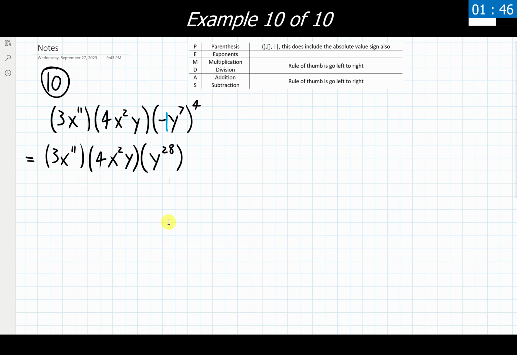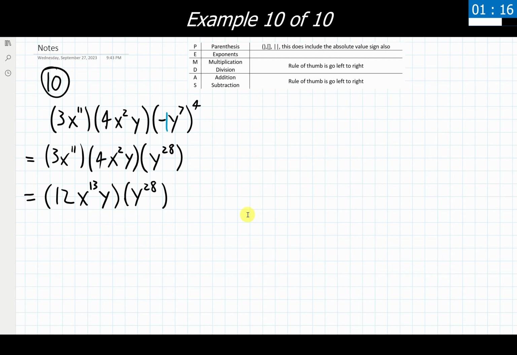I have 3 times 4. That's going to give me 12. I have x to the 11th times x squared. That's going to give me x to the 13th power. I'm applying the product rule there for that one. And then I have this extra y that's left over at the very end here. And I've not done anything with this y to the 28th, so I'm just going to leave it there for now.